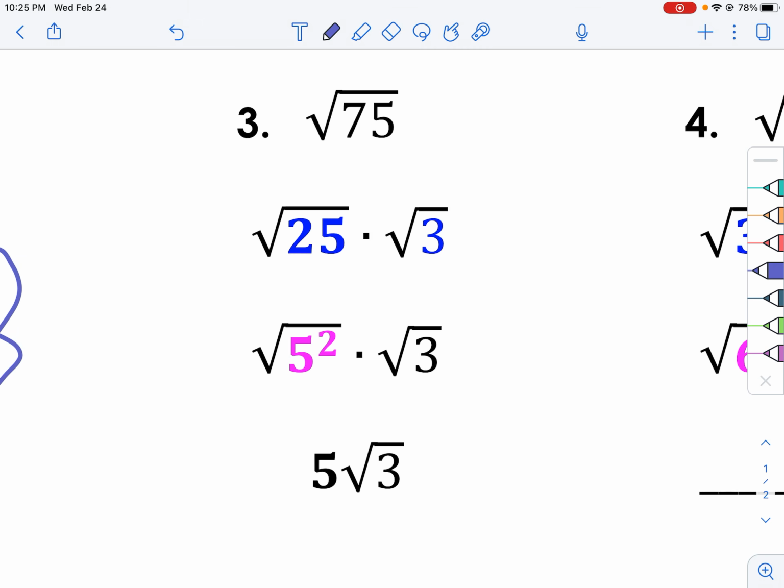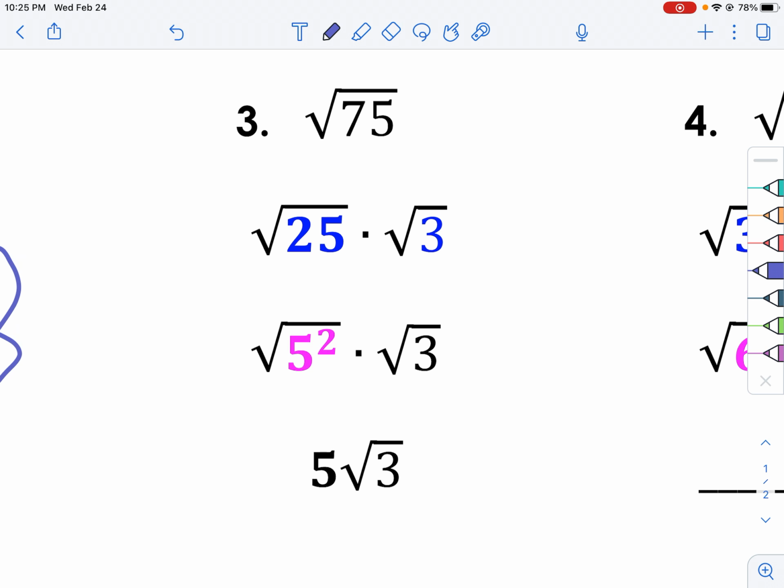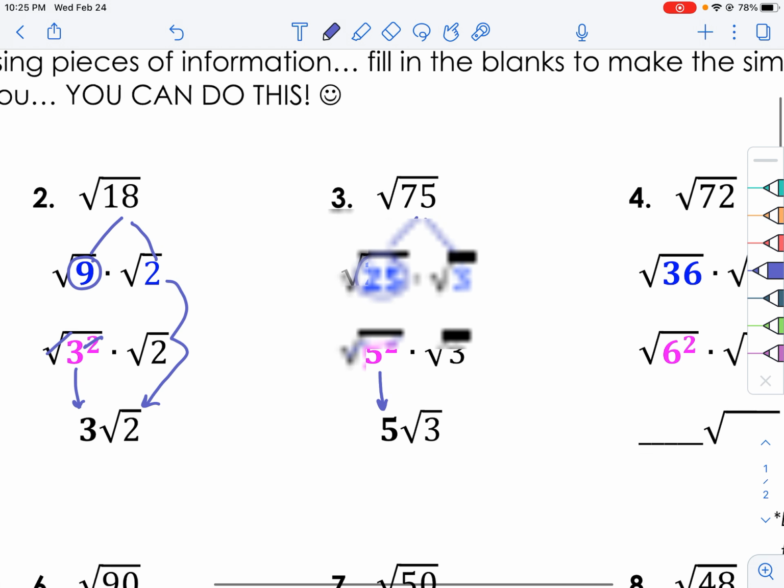One more example here that's already completed for us. We have 75. We decided to split 75 into 25 and 3. 25, again, another one of those perfect squares. So then we take the square root of 25, the square and the square root cancel, and then you're just left with 5. Okay?